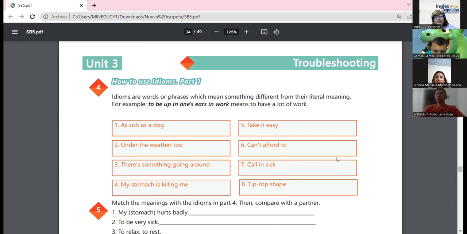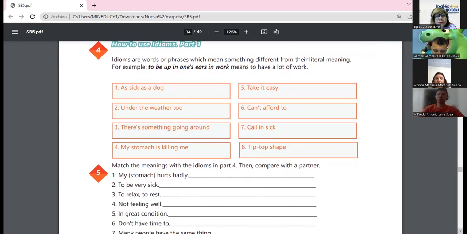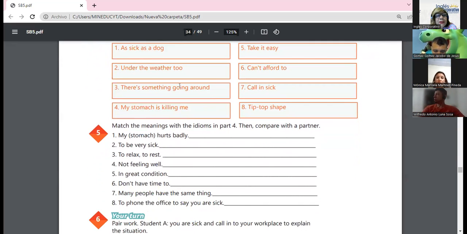Okay, let's begin. Here you have the list. As sick as a dog, under the weather too, but the expression is only under the weather. There is something going around. My stomach is killing me. Take it easy. Can afford to. Calling sick. Tip-top shape.